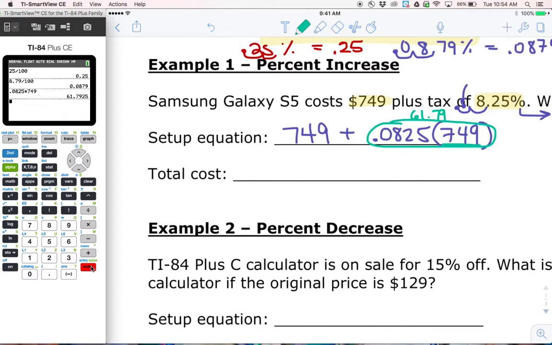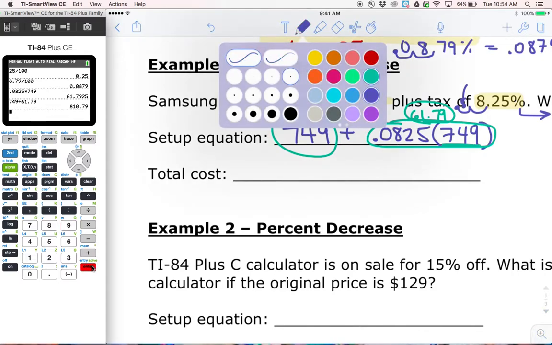So we're going to add these two together. We're going to say 749 plus the answer we just got, 61.79. All right, $810.79.